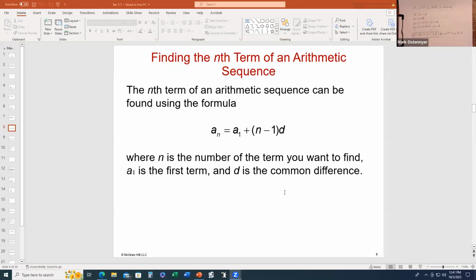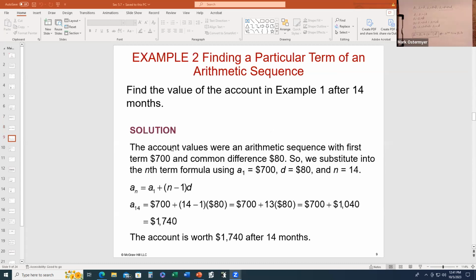So here they're showing how we derive the nth term rule of an arithmetic sequence. All right, let's see if we can use it. Find the value of the account in example 1 after 14 months. And recall that example 1 was we started with $700 and we add $80 each month. So the first term would be $700. The common difference is $80. And they want us to find how much money is going to be in our account 14 months after the first month. They want us to find the 14th term of this arithmetic sequence here.